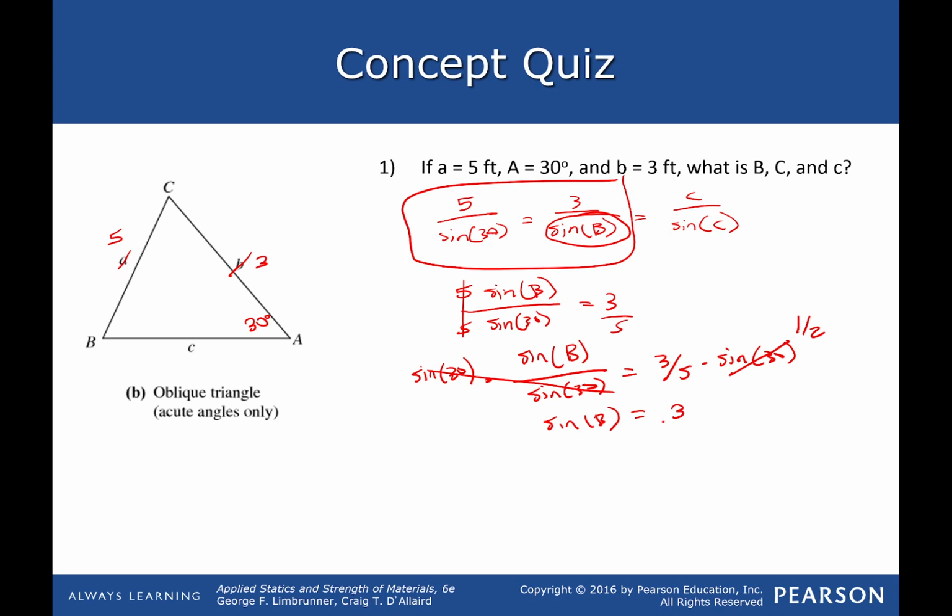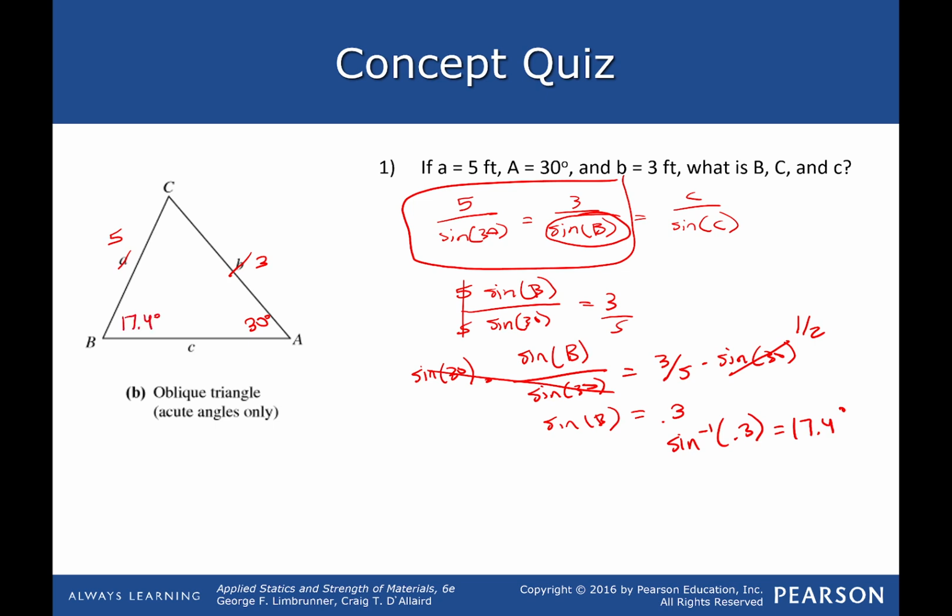Now let's plug it into our calculator and figure out what that angle B actually is. So shift sine of 0.3. Okay, so I'm just doing sine to the negative first of 0.3. It says it's equal to 17.4 degrees. Okay, that's cool. So I'm going to go ahead and write down my triangle here.